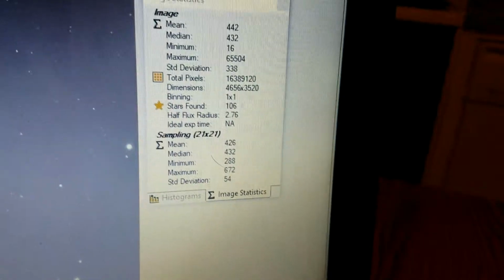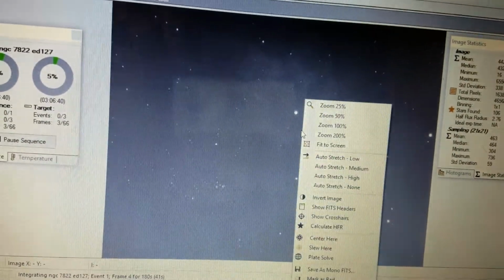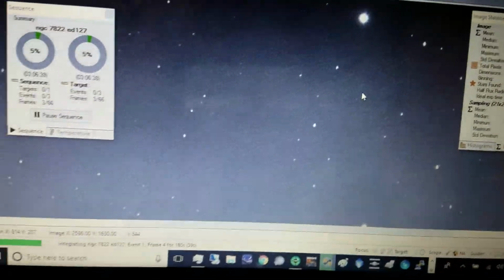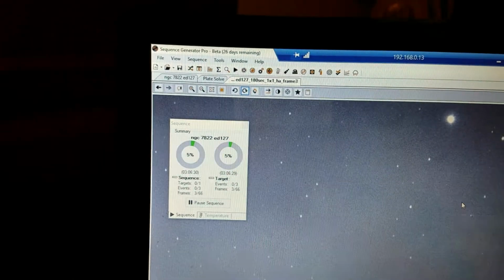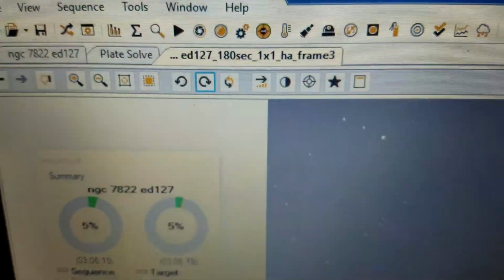And I got a mean of 442. And let's auto-stretch this to, not auto-stretch it, but those are my round stars after doing 3-minute exposures. I'm going to do an auto-fit to screen. And that's what it looks like so far. And I'm on my third frame of 3-minute exposure using the narrowband.